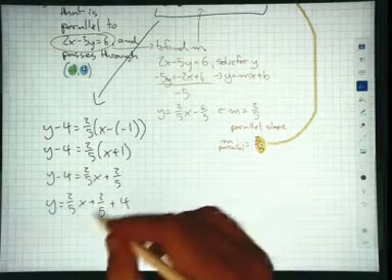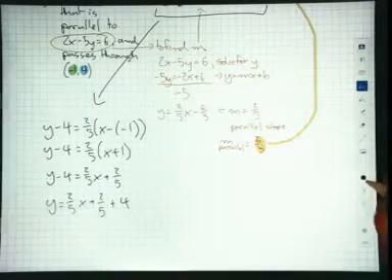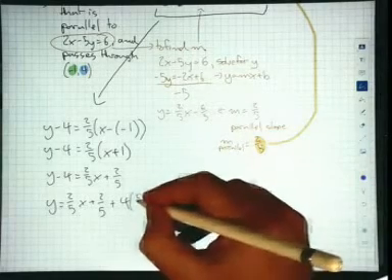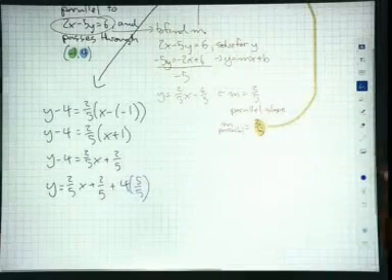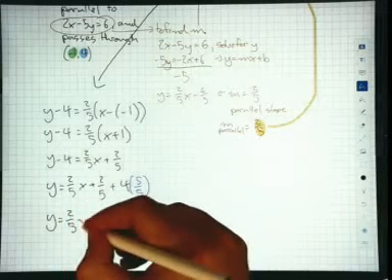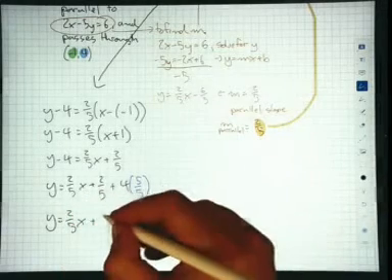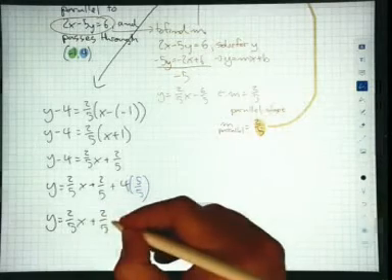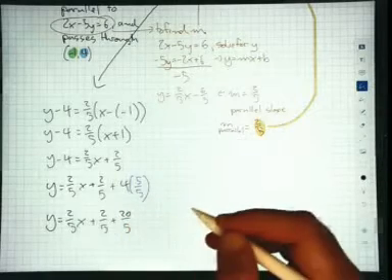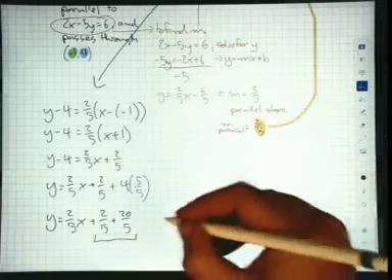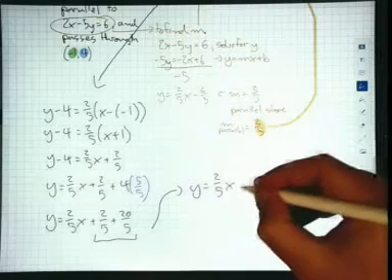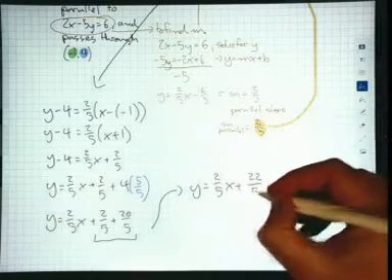Now what we want to do is combine these two numbers together. So I'm going to think about taking that 4 and multiplying it by 5 over 5. So this gives me y is equal to 2/5 x plus 2/5 plus 20 over 5. And now I can combine these two terms together, so our final answer is y is equal to 2/5 x plus 22 over 5.